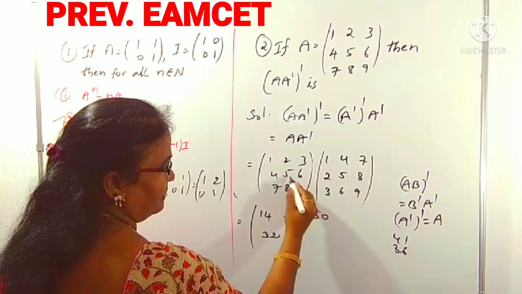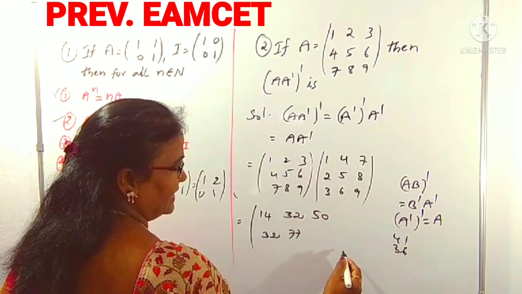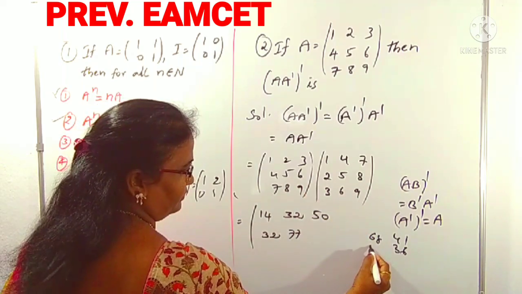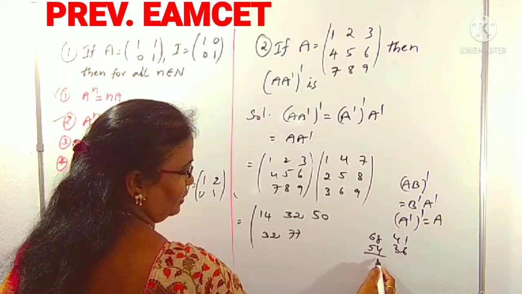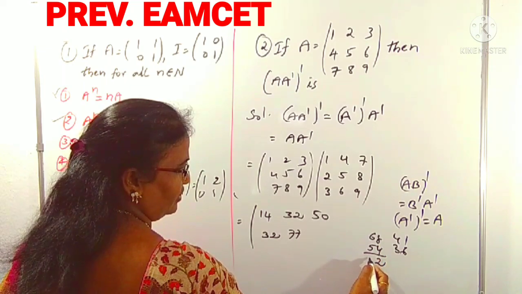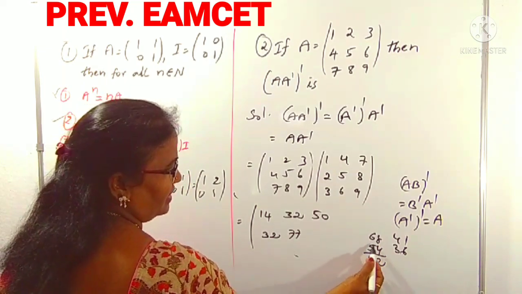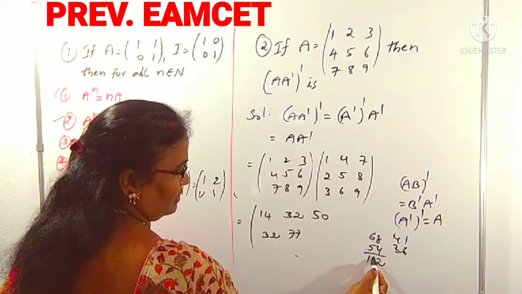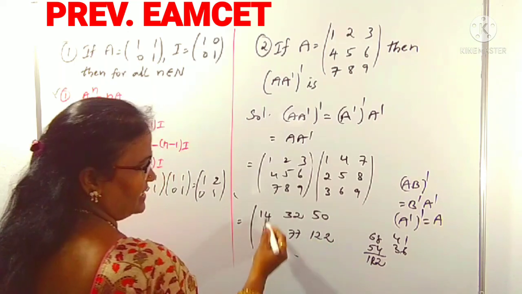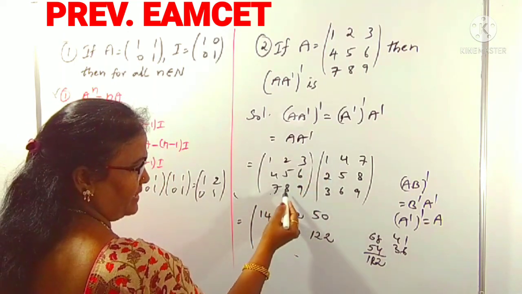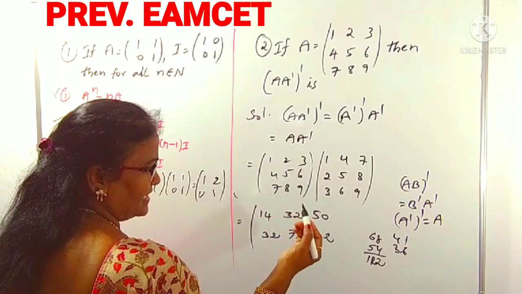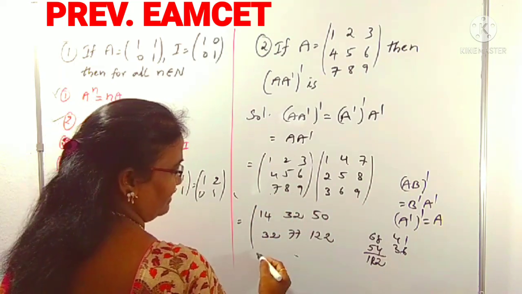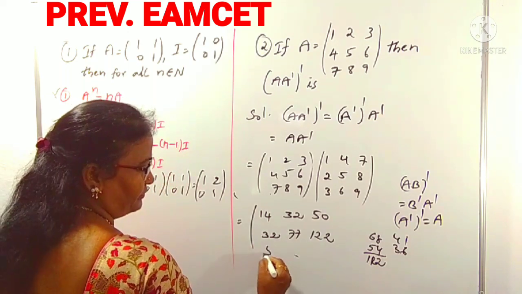4 sevens are 28, plus 5 eights are 40. 28 plus 40 is 68. 68 plus 6 nines are 54, that is 122. Right. Next: 7 ones are 7, plus 8 twos are 16. 7 plus 16 is 23. 9 threes are 27. 23 plus 27 is 50.